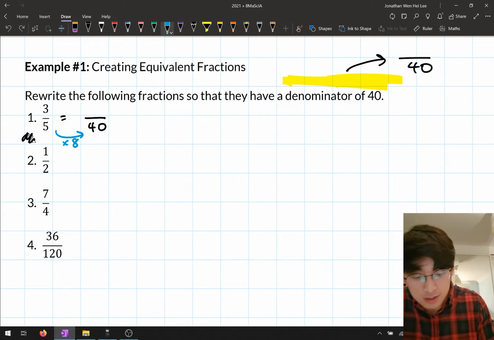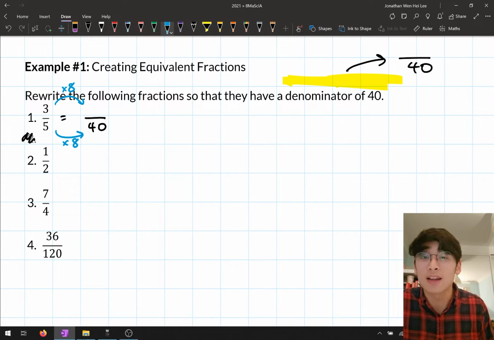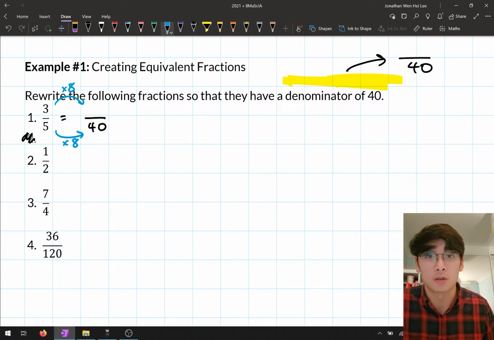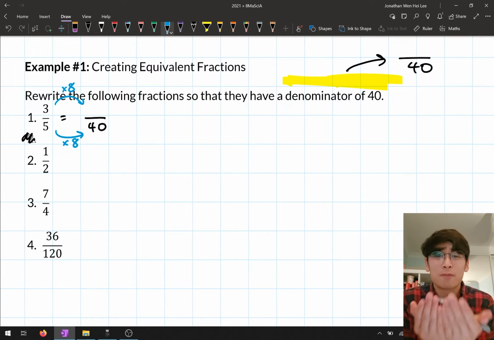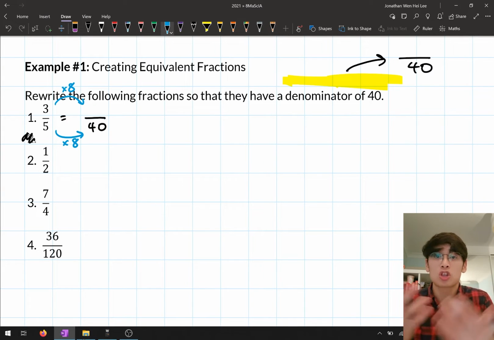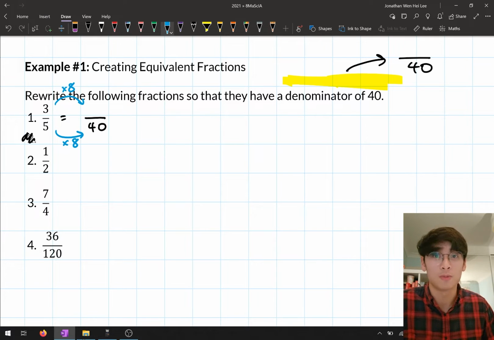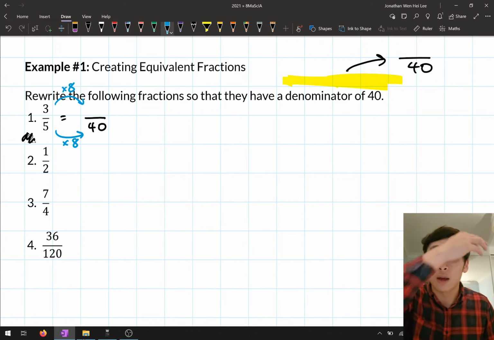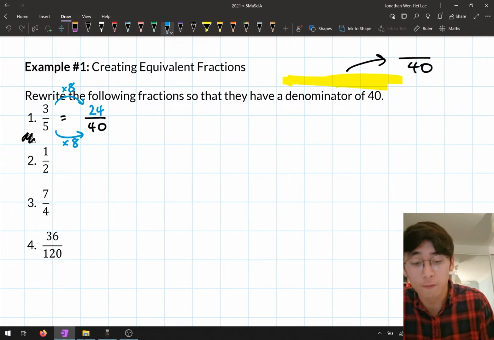I need to also do the same multiplying by 8 to my numerator, to create an equivalent fraction. Because if I don't multiply by 8, the value of my fraction actually changes, and I don't want to change the value. I just want to keep the value the same, but change it to become an equivalent fraction. So I'm going to do 3 times 8. 3 times 8 is just 24.